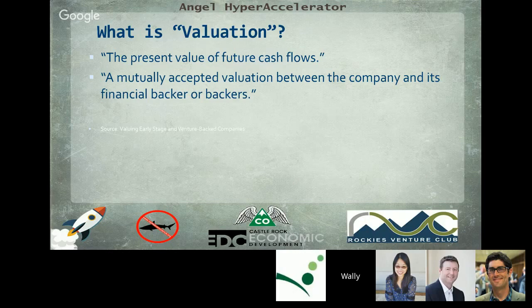The second definition here is mutually accepted valuation between the company and its financial backer or backers. And that basically says, hey, the market is going to decide. We see a lot of companies who start out with a high valuation and can't get funded, which tells us that was not the right valuation. Then they come to something more reasonable and get funded, and that tells us maybe that was the right valuation. So let's move on to the next slide.